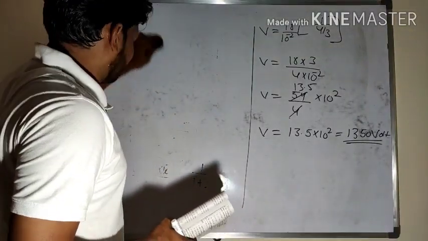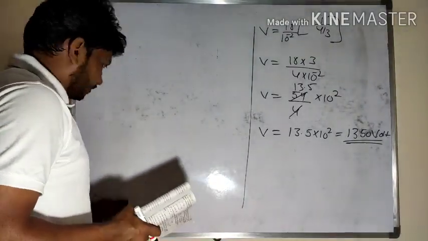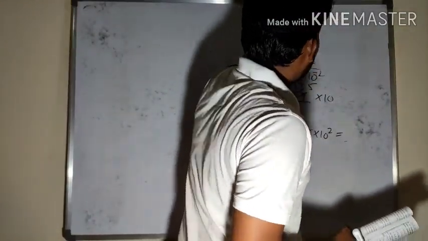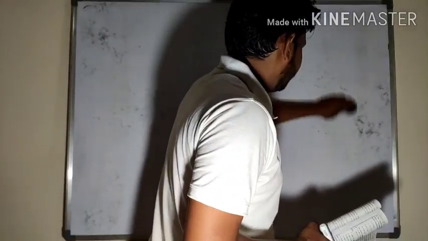So if you remember the formulas, again and again I am saying, first you note down the formulas, so then only you can solve the numerical aspect.